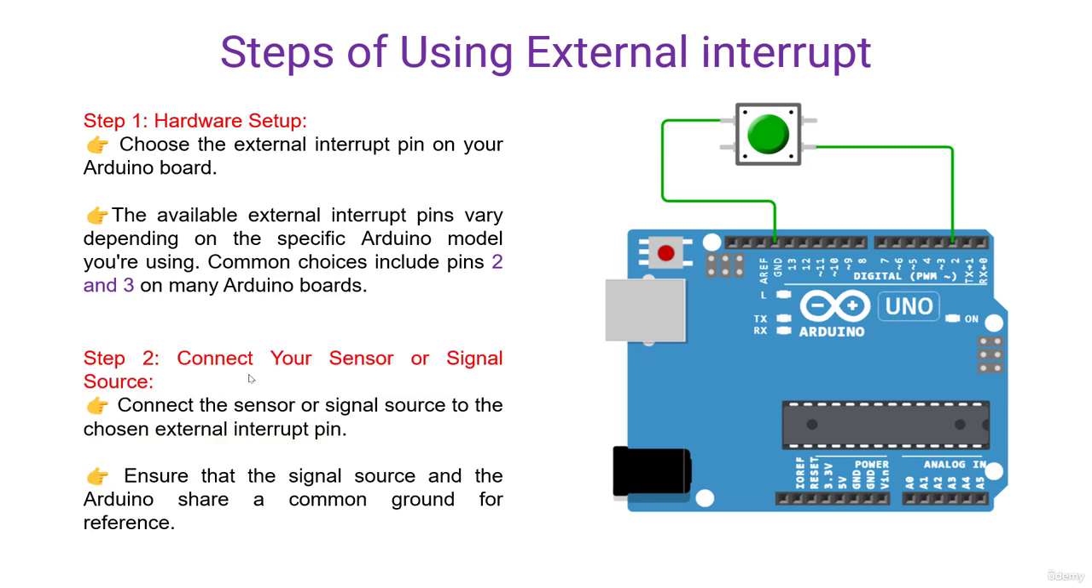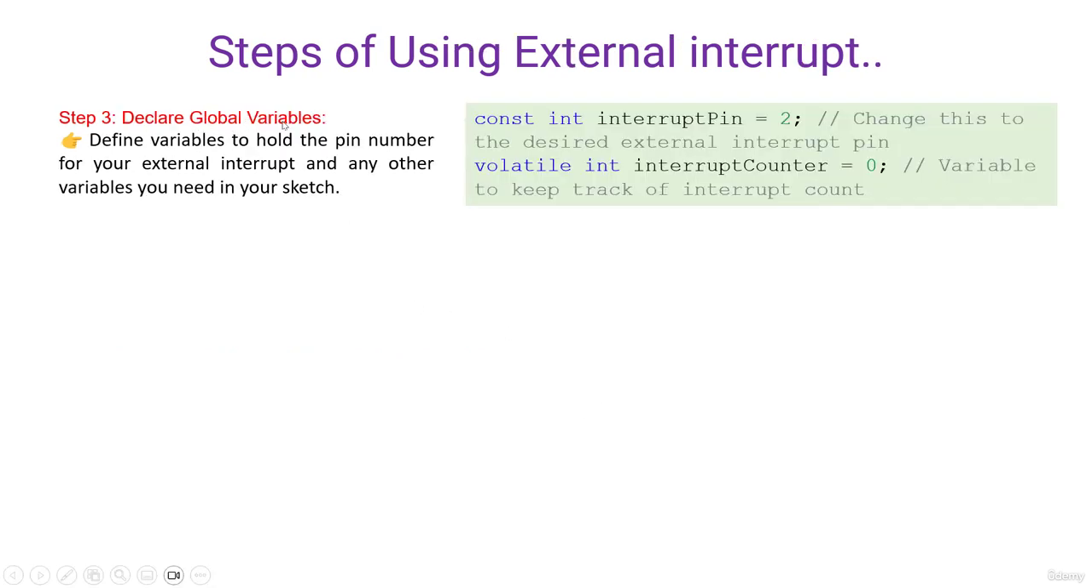The second step is to connect your sensor or signal source. In this case, we are using a digital switch, that is a push switch, for our interrupt triggering. So we will connect the sensor or signal source to the chosen external interrupt pin. In our case, we are using pin 2, and we need to ensure the signal source and the Arduino share a common ground for the reference, and that has also been done here as we are taking ground in the switch itself. Third step, declare global variables.